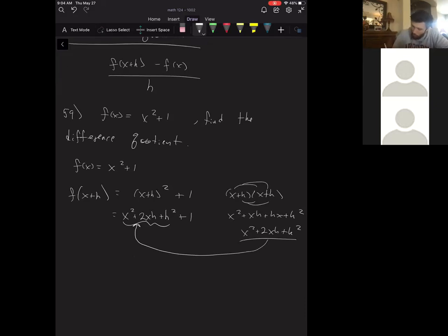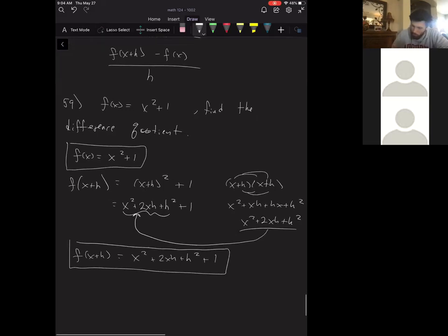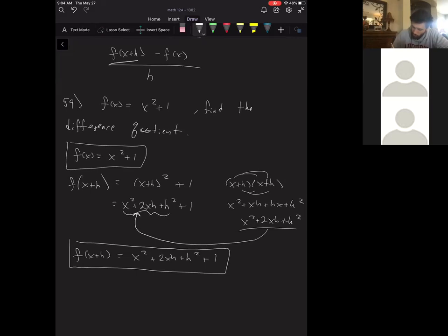Okay, so then now let's see, is there any like terms that combine? Nope. So now we know that f of x is x squared plus 1. We just calculated f of x plus h. We got f of x plus h is equal to x squared plus 2xh plus h squared plus 1. So now all we have to do is just plug everything into the difference quotient. So we start by plugging in f of x plus h. So x squared plus 2xh plus h squared plus 1. Now minus f of x, x squared plus 1, and then all divided by h.